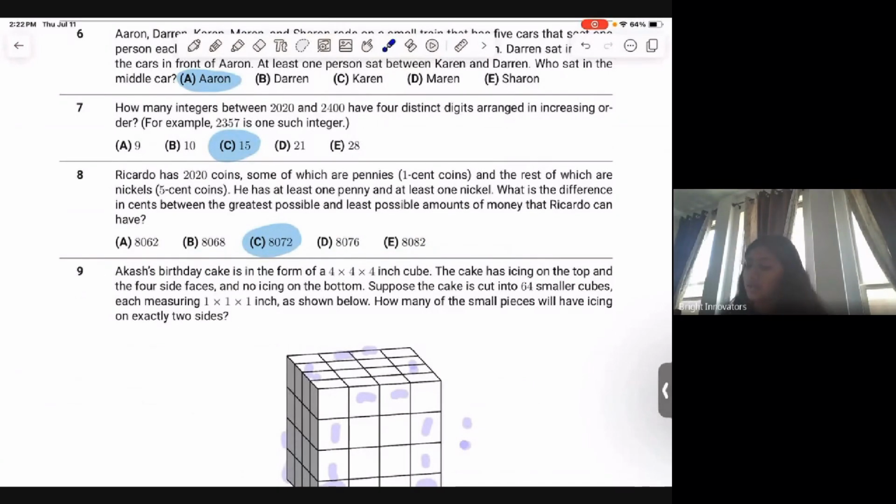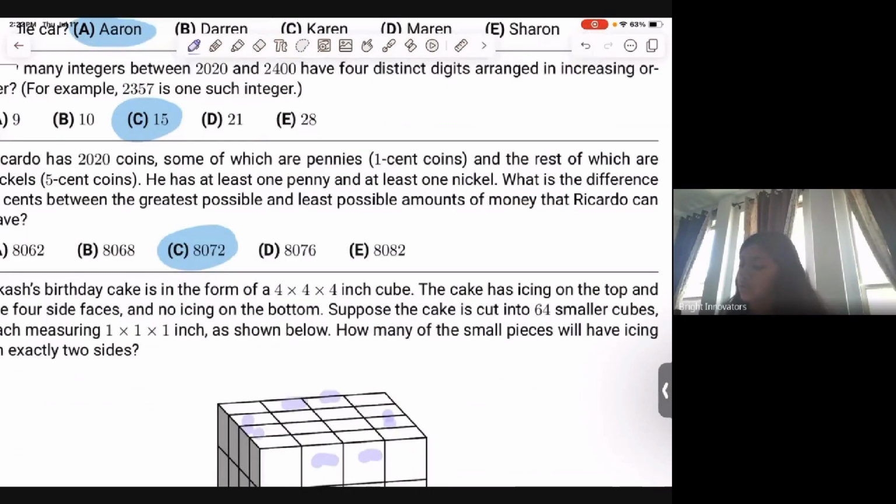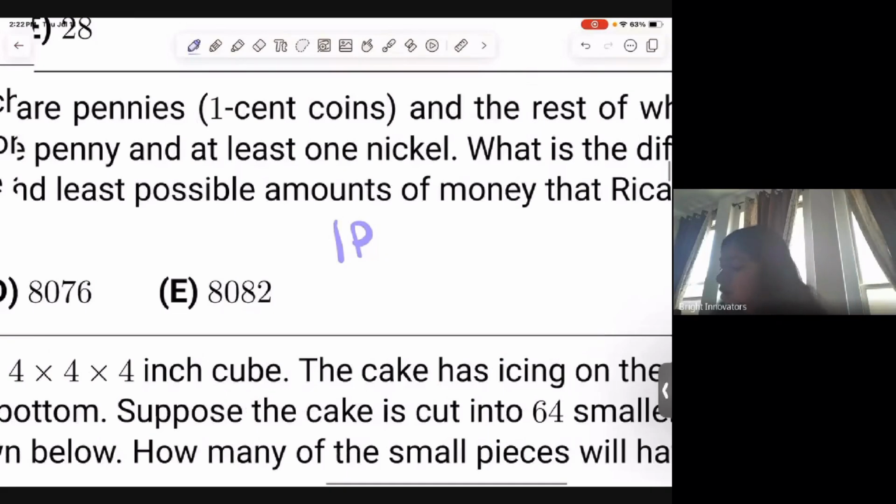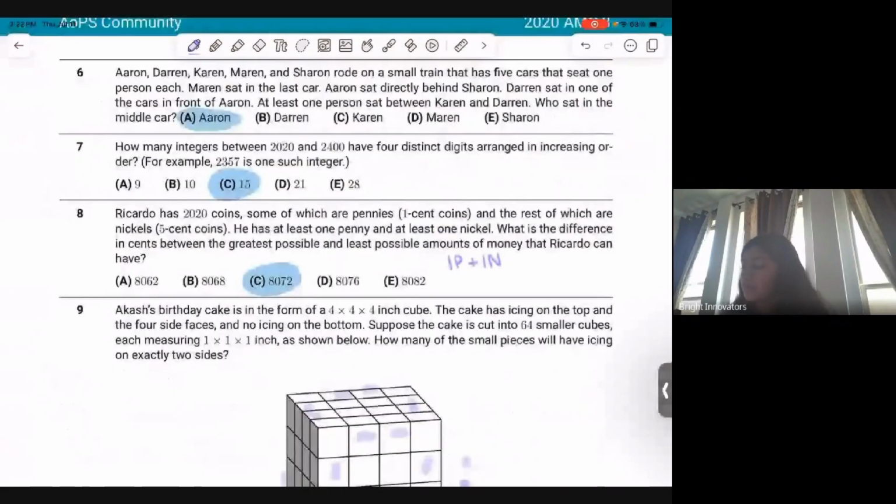Number 8. Okay. So he has 2020 coins. Some are pennies and the rest are nickels. So he has at least one penny and one nickel. And you want to know the greatest possible amount and the least possible amount. So there has to be one penny and one nickel. So I'm gonna refer to pennies as P and nickels as N. So 1 penny, 1 nickel. And then nickels are 5 cents.